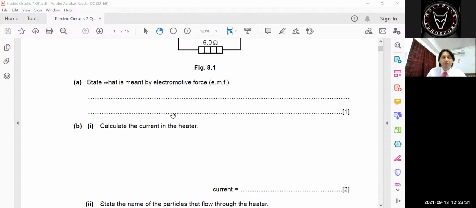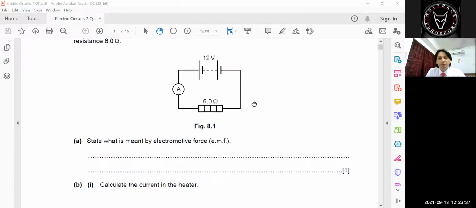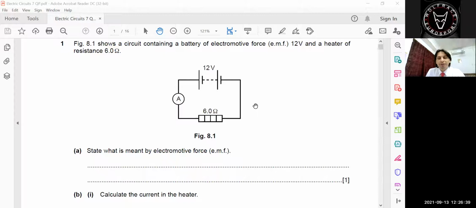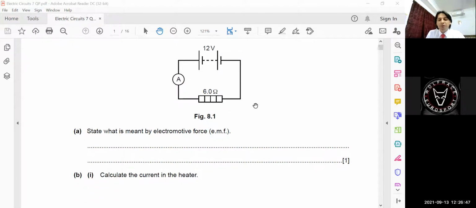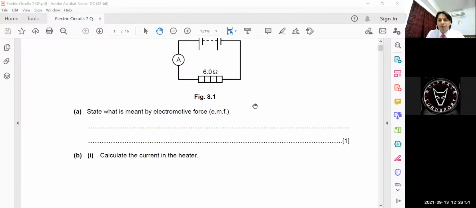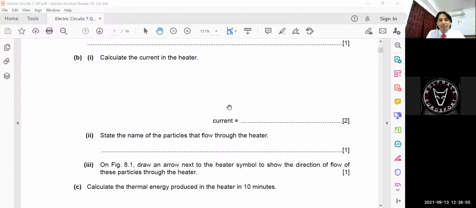Okay, what if I use the equation P equal to VI? Is power given in the statement? No, power is not given. So if P equal to VI, I can't. So better to just use the direct Ohm's law equation, V is equal to IR. Then you can calculate. Taking R to the other side, V divided by R will give you I.